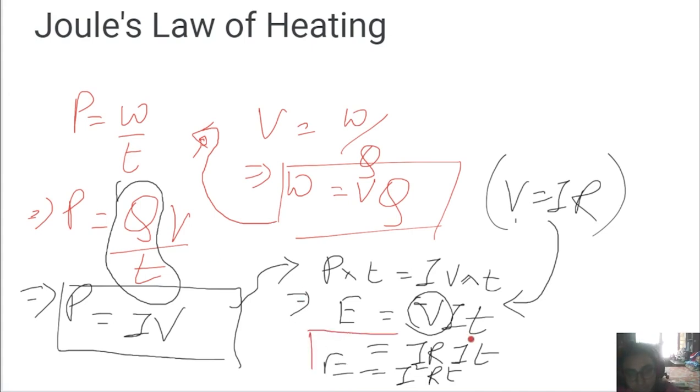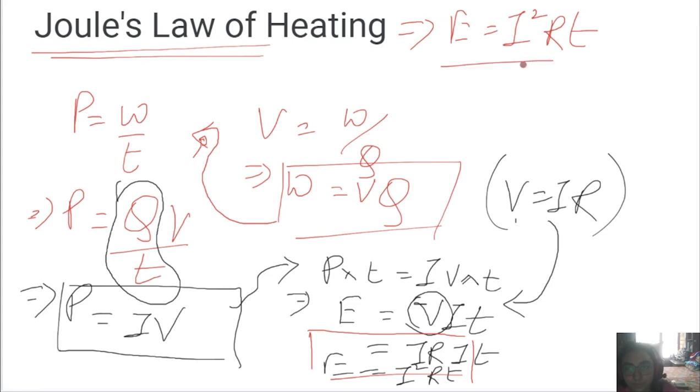This brings us to Joule's law of heating. Joule's law of heating gives us this formula, that E equals I square RT. So from here what you can understand is that the more the amount of current flowing, the more will be the heat dissipation. The more the resistance, the more will be the heat dissipation, and the more time you keep an electrical appliance on, the more heat will be generated in that appliance.